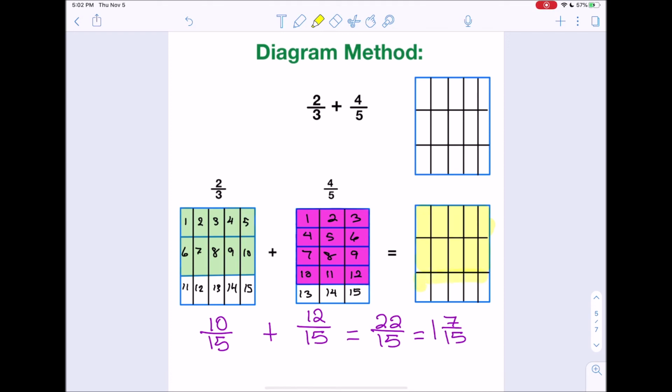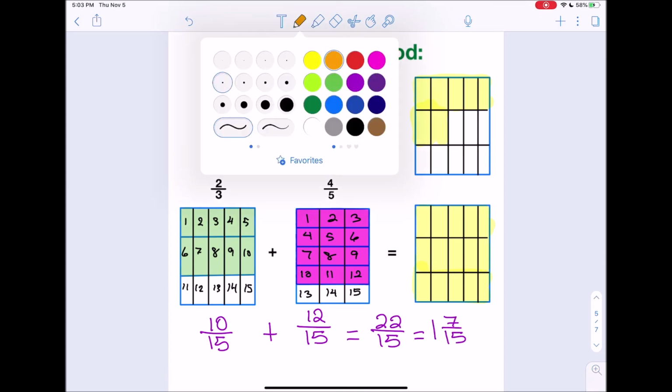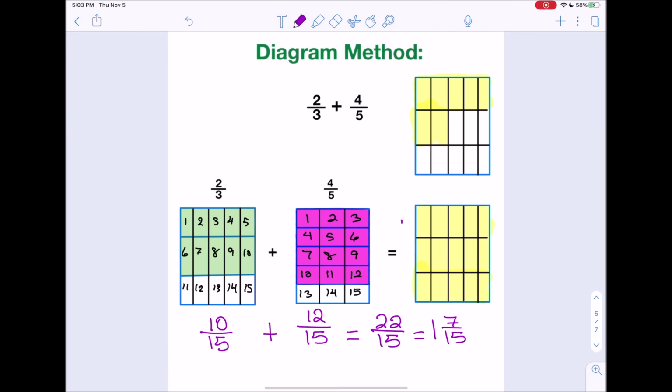Well, as you can see, I only have 5. 12 minus 5 is 7, so it's a good thing I made a copy of that rectangle because I'm going to have to go ahead and color in 7 more. So there's 5, and here's 6 and 7. So, as you can see, even in the diagram, here's my 1 whole, and here's my 7 out of 15. So, there you go, the diagram method.